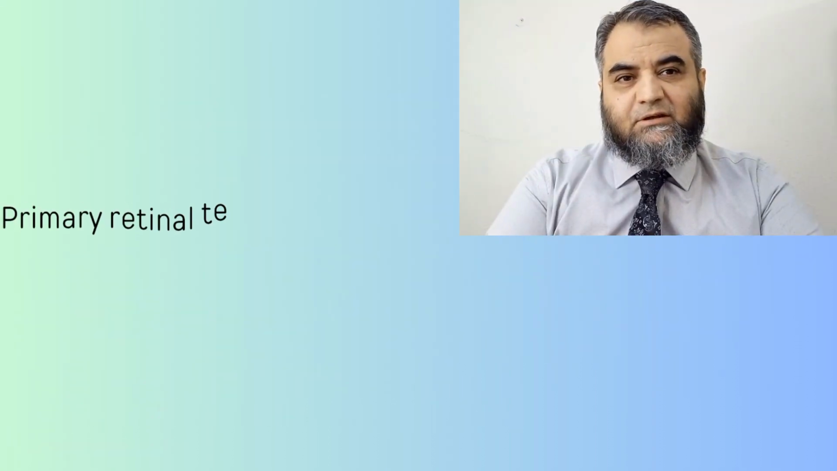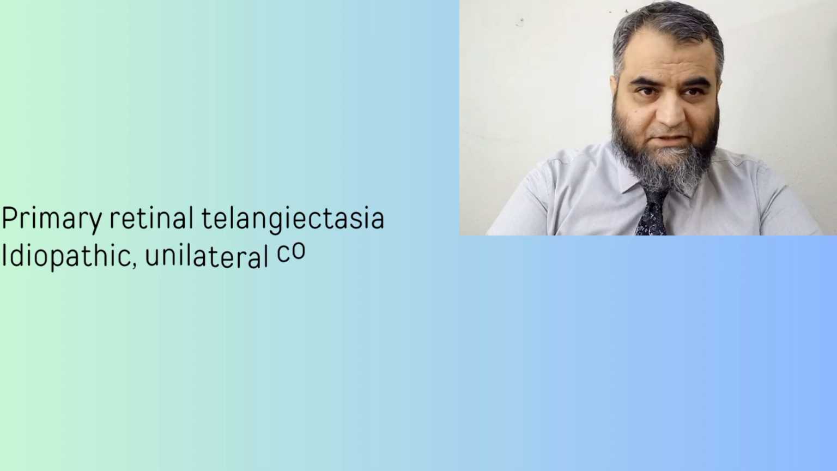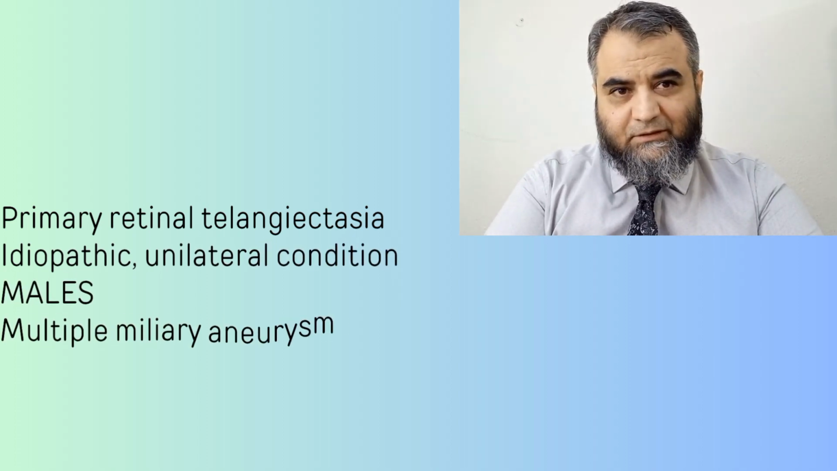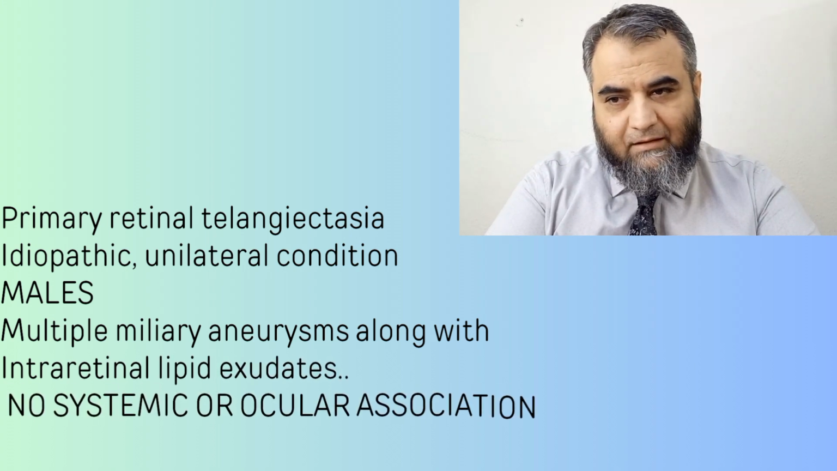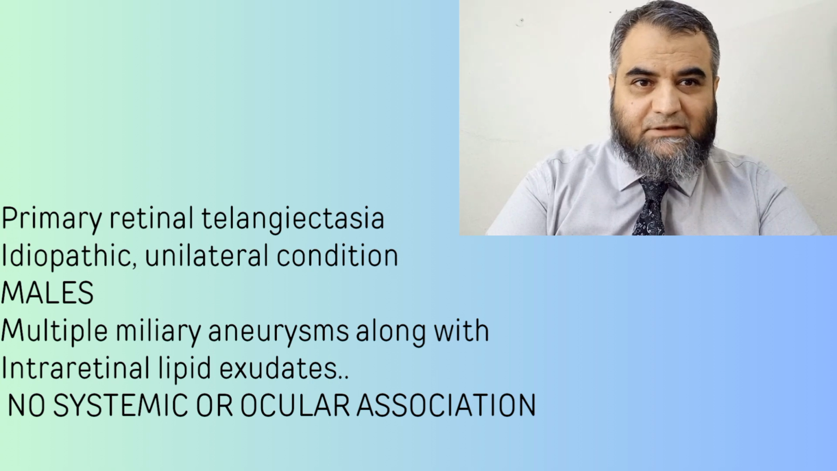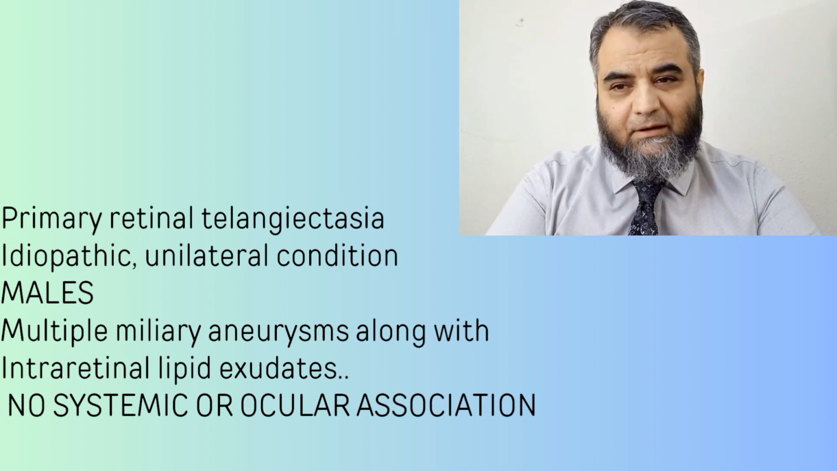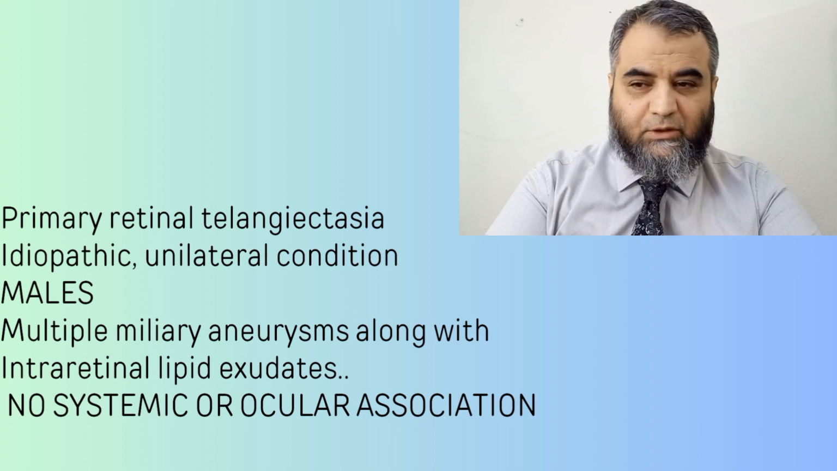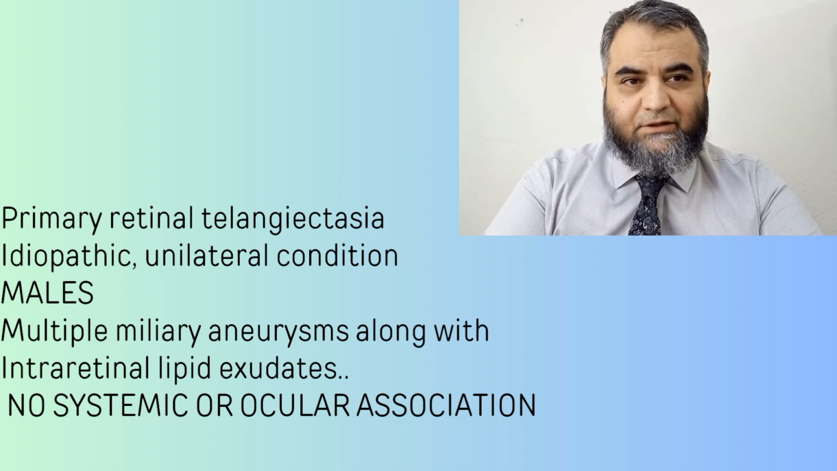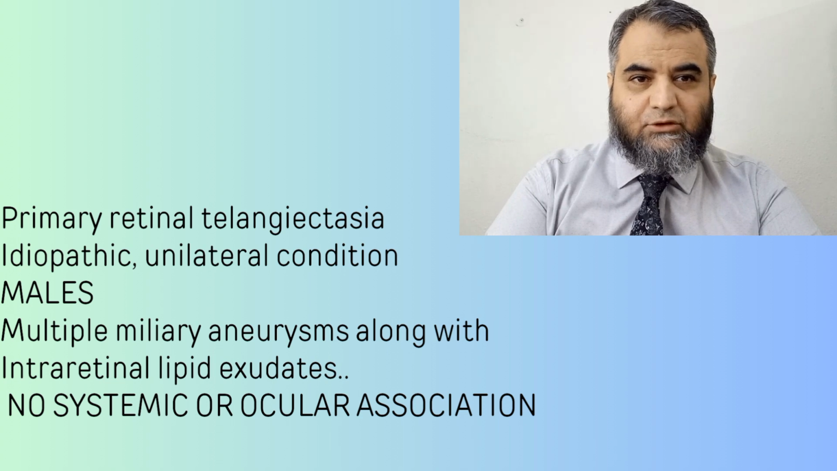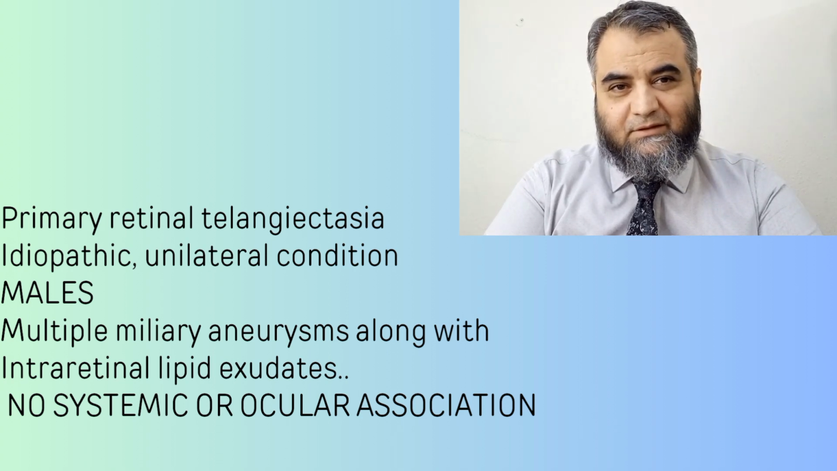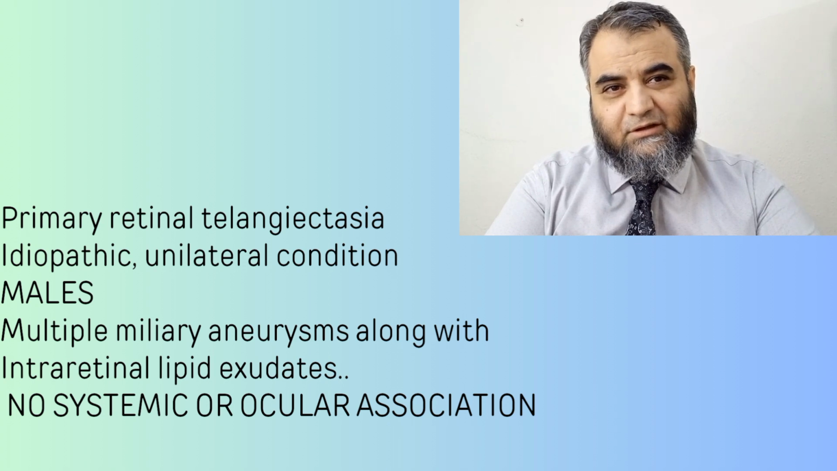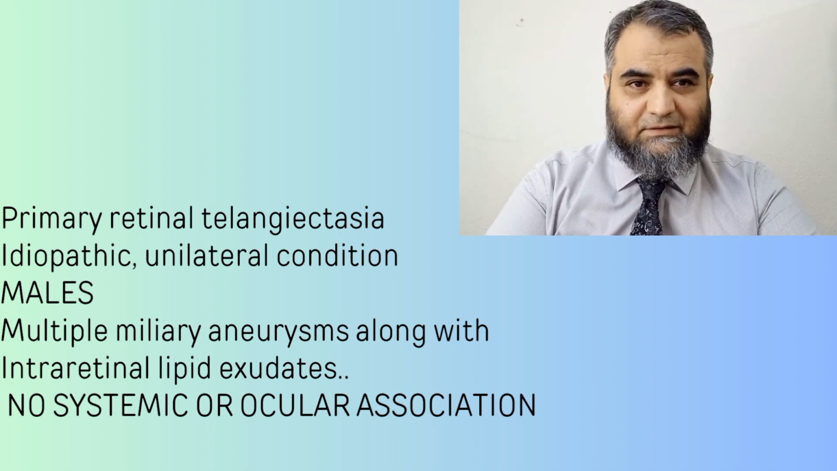This disease is basically primary retinal telangiectasia, idiopathic, unilateral, and with male predominance. Predominantly males are affected. There are multiple miliary aneurysms with intraretinal exudates. There is absolutely no other systemic or ocular association. Many people believe that this is the same disease as Coates disease in children. This disease shows up in adults.